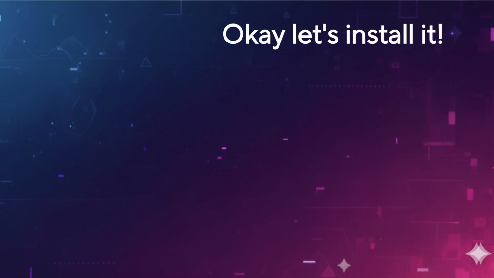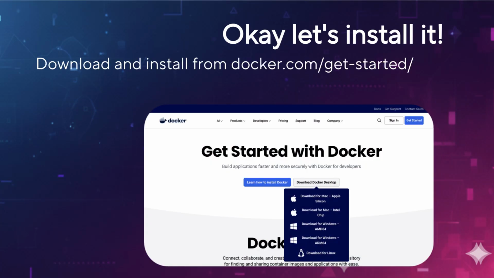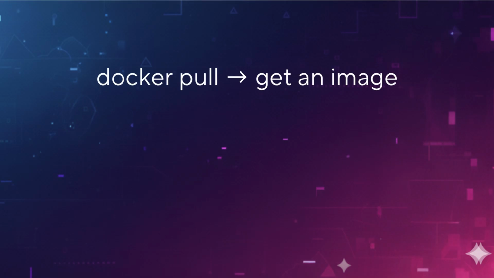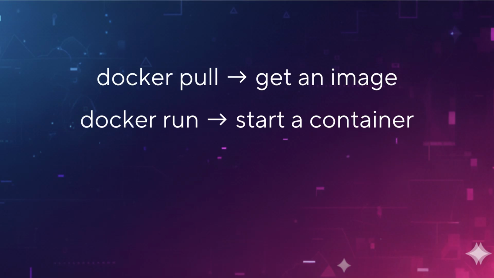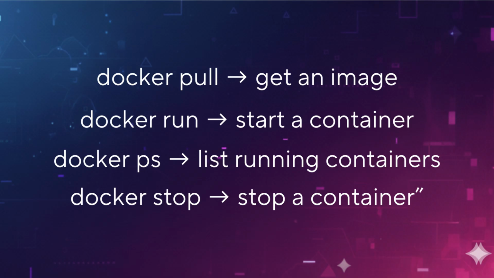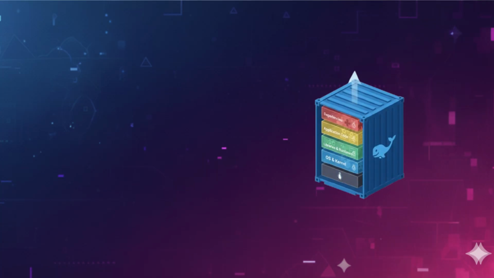Let's set up Docker. You can download it from docker.com, works on Windows, macOS, and Linux. Once installed, open your terminal and type docker version. That's how you confirm it's ready. Now the basics: docker pull, get an image; docker run, start a container; docker ps, list running containers; docker stop, stop a container. Before we jump further, let's talk about Docker images, the building blocks of everything in Docker.